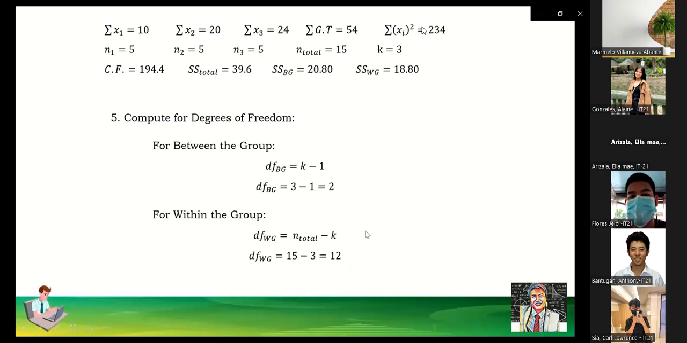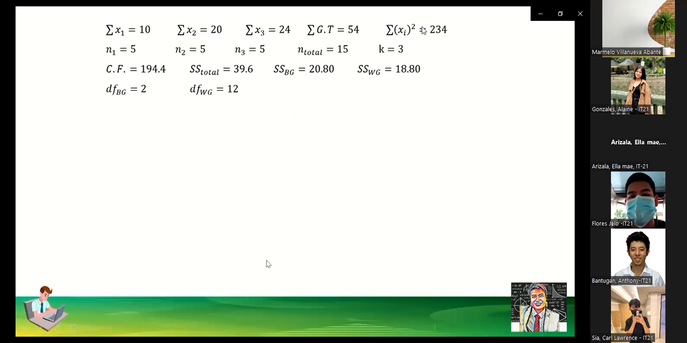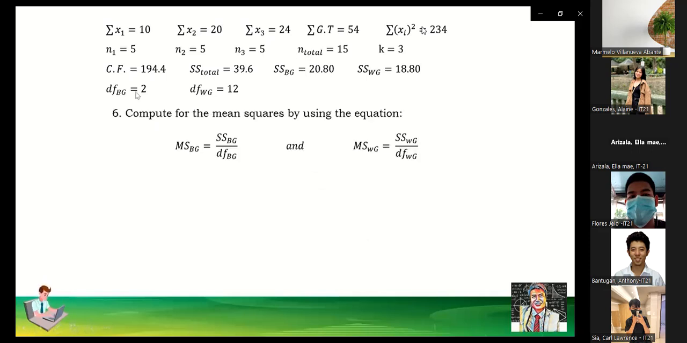Okay, ganun lang kadali si step 5. Lagay uli natin siya dyan. Next natin, step 6. Compute the mean square by using the formula. Okay, so, sa last step natin, divisions lang ito. Kung natatandaan nyo yung formula natin, kailangan natin yung bawat isang yan, para makuha natin si F value.